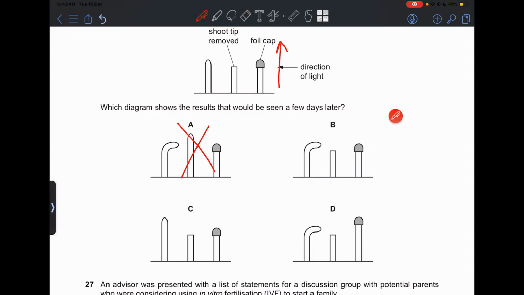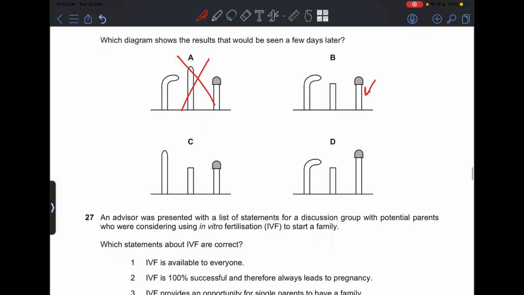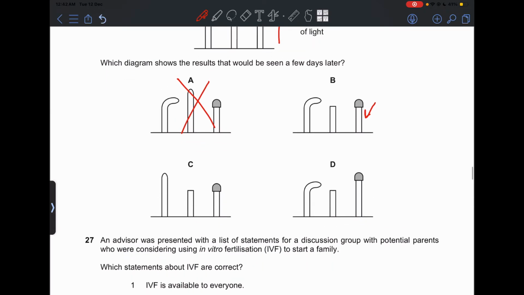So this is actually incorrect, because the last one should be grown upwards. Over here we can see that in C, the first shoot did not bend towards the light, because we know that the bending occurs when there is oxygen in the shoot tip. It just bends towards the direction of the light. Also there is no growth of the last shoot tip. So this is also incorrect.